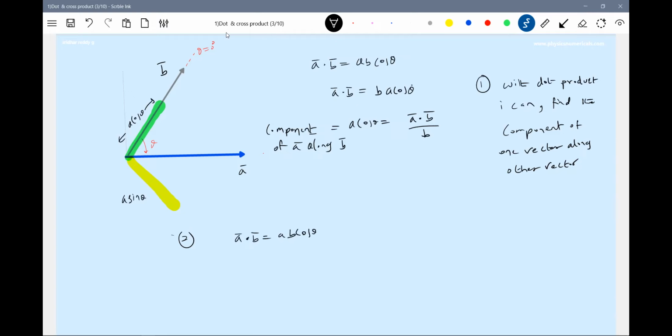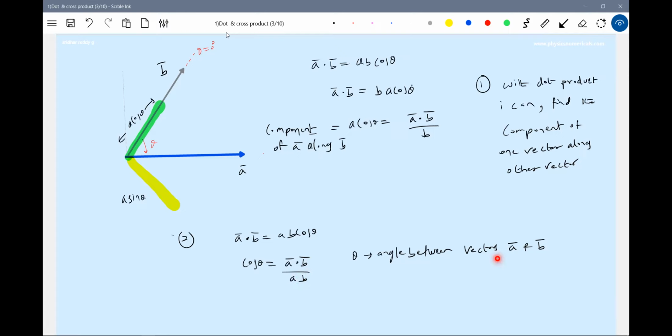A bar dot B bar is equal to AB cos theta. So what is theta now? Theta is the angle between vectors A bar and B bar. So if I know vectors A bar and B bar and their magnitudes, I can get the angle between the vectors.